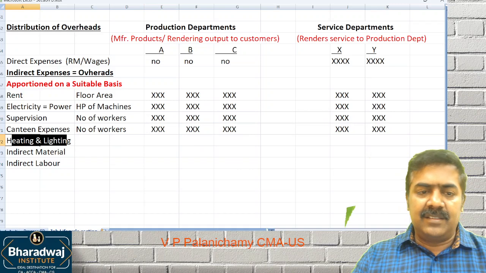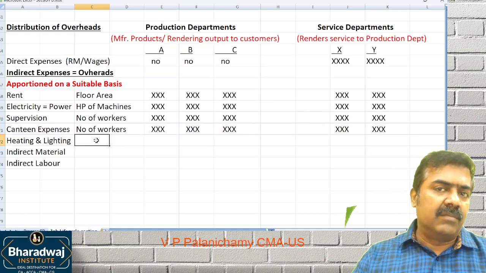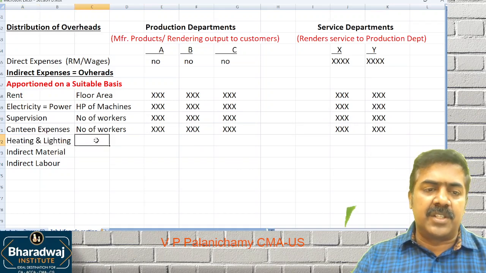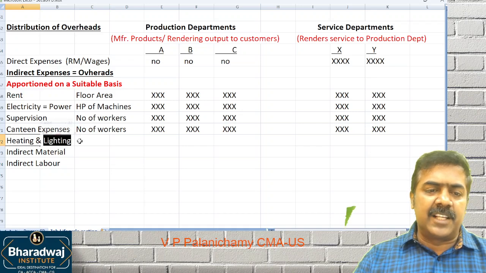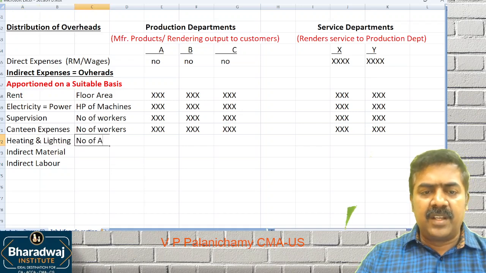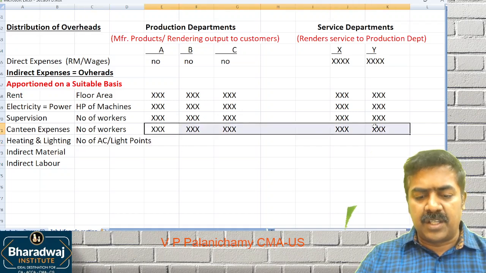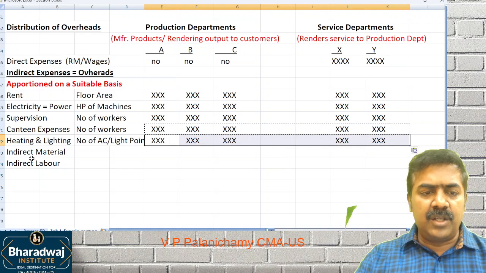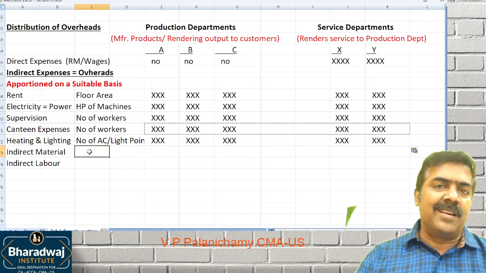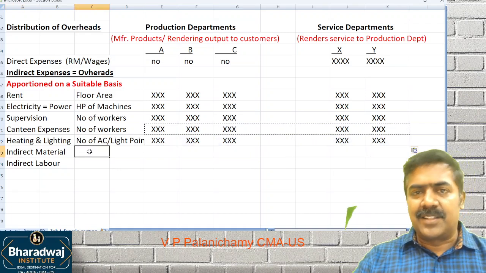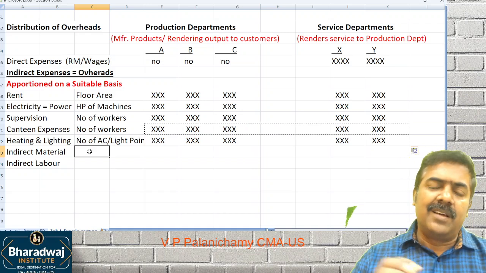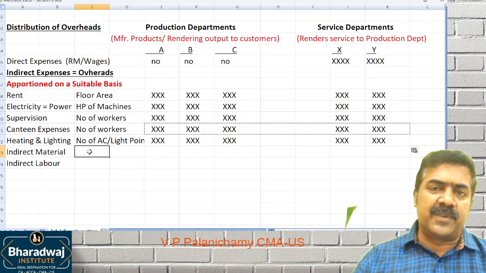Heating and lighting in the factory, sometimes you have to heat or air condition or you have to go for lighting expenses. It can be based on number of AC or light points. This can be apportioned based on area also. This can be apportioned based on what? Area also.